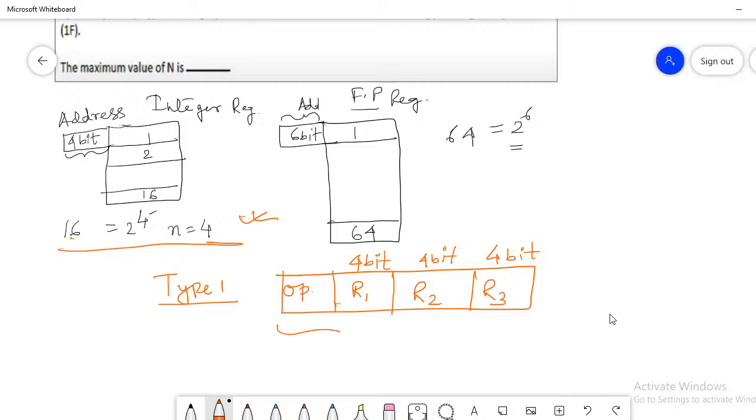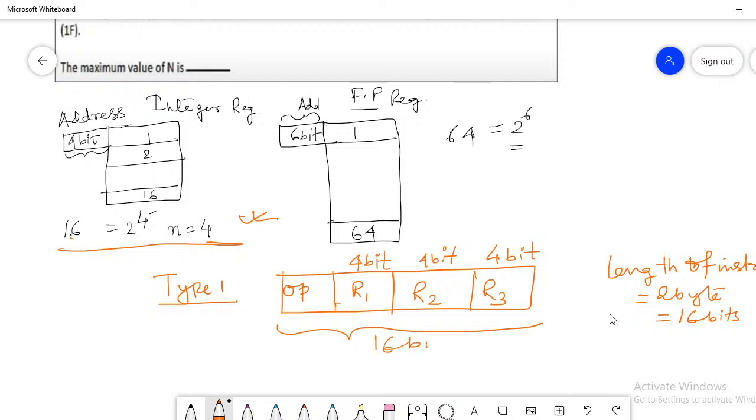Now what is the length of the instruction? The length of the instruction is given in the question as 2 bytes. So when you are talking about the length, it is 2 bytes. 2 bytes is basically 16 bits. Okay, 16 bits. So you have the 16 bits here.